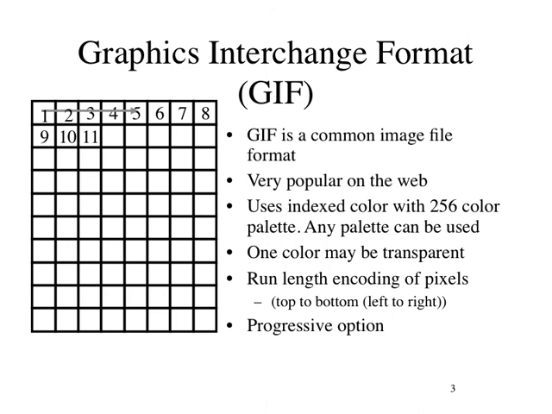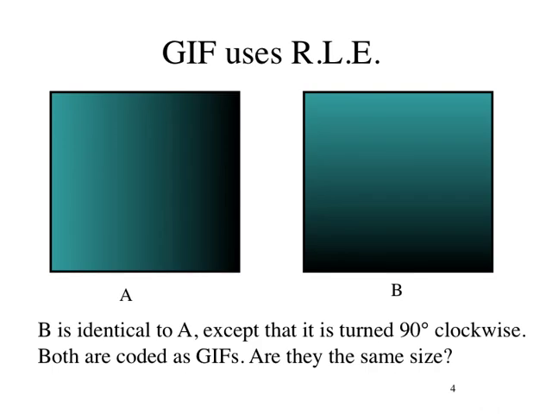An interesting feature of GIF is that one color may be transparent, and there's a progressive option as well. So we will look at some of those. This is an interesting example here. If we have two images, A and B, and they're identical, except B is rotated 90 degrees clockwise. So B is the same as A. If you take A and rotate it 90 degrees, you get B.